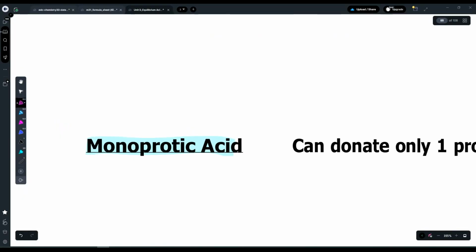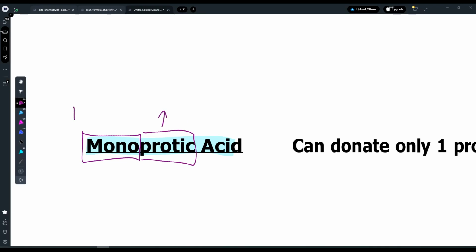If we break this word down, mono just means one, protic means an H+ ion, so a proton. Paired with the word acid, since acids donate their hydrogens or protons, what this means altogether is a monoprotic acid is a substance that can donate only one proton.